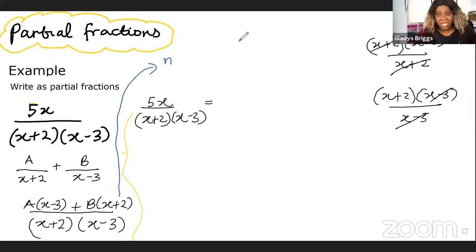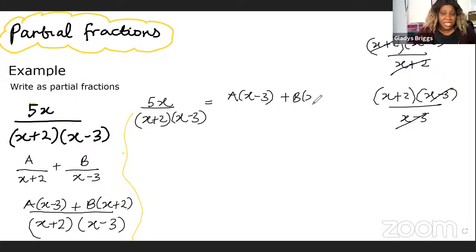Oh no, maybe I can leave it first. Yeah, let's finish off. Let's keep going. We can write it out first. Yeah. So this will be a times x minus 3 plus b times x plus 2 over x plus 2 times x minus 3. Yeah.